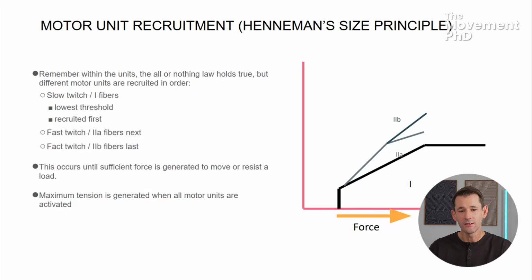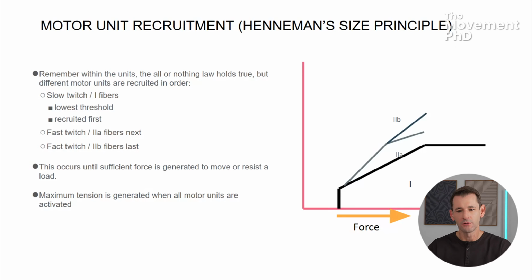As we continue to require greater and greater amounts of force, so we're going from a cup of water to a dumbbell in my hand, now I need maximal force from that muscle. Now I'm going to activate those fastest twitch fibers, those type 2B, 2X fibers. So that's how we grade muscle force.